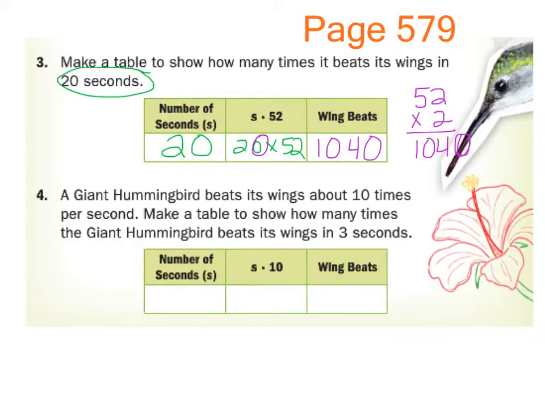In this next one, it says that a giant hummingbird beats its wings 10 times per second. So make the table to show how many times the giant hummingbird beats its wings then in 3 seconds. So our rule has changed. Instead of multiplying by 52 as we did up here, this hummingbird is bigger and it beats its wings slower. It only beats its wings 10 times per second. So if the hummingbird beats its wings for 3 whole seconds, we're going to take 3 times 10, and we'll know that the bird has beat its wings about 30 times.